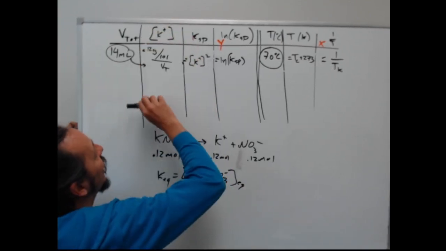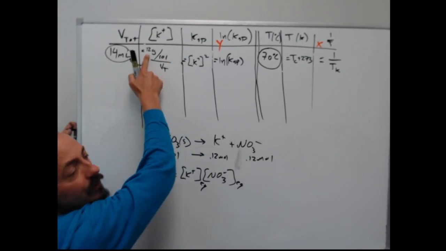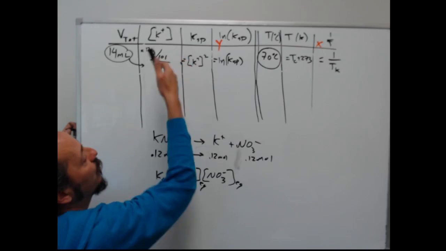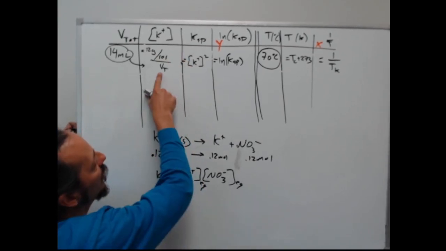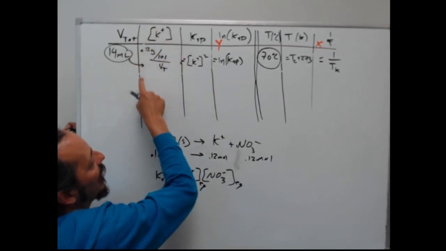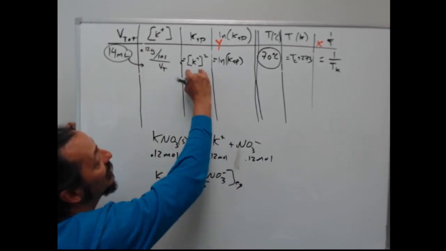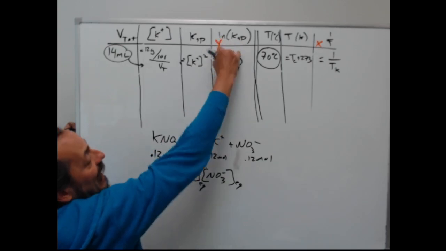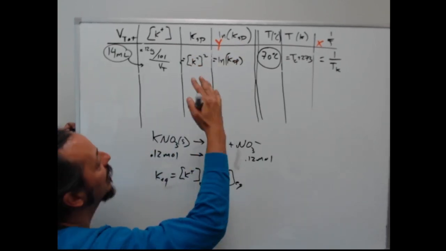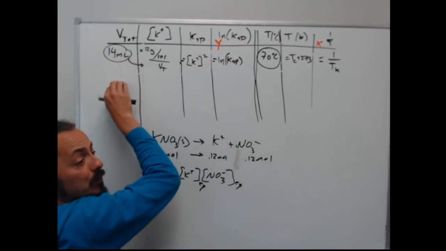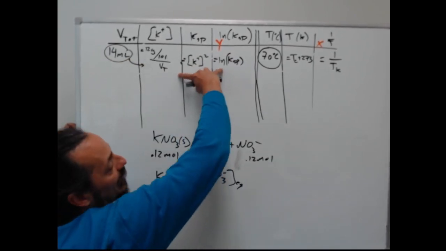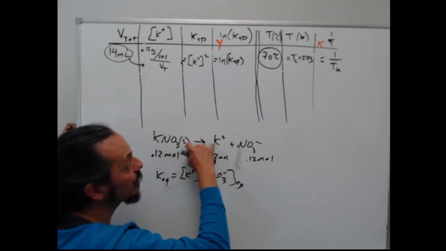So in this setup, the 12 grams is constant. We started with that. The molecular weight of 101 is constant. The only variable is the volume total. Once we have that K plus, because of our setup, K plus squared is our KSP. Natural log of that is the natural log of KSP. So we just have to change this volume total value, and then the rest of this we can just click and drag, and it does all the calculations for us.